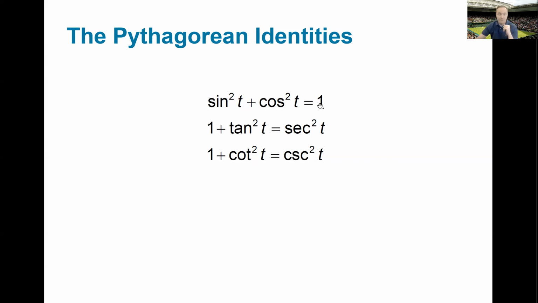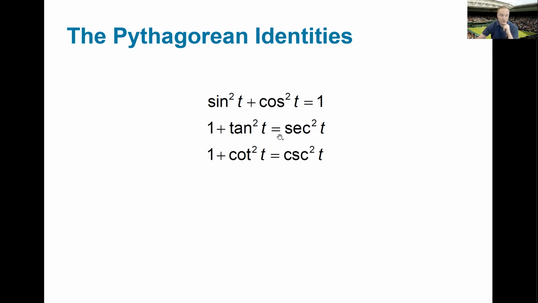Now, because of those reciprocal identities, we could say, well, all right, what if we went through and took this entire equation and divided by a cosine squared? The cosine squared over cosine squared would be 1. Sine squared over cosine squared would be tangent squared. 1 over cosine squared would be secant squared. What if I took this entire equation and divided by a sine squared? Sine squared divided by sine squared is 1. Cosine squared divided by sine squared would be cotangent squared. And 1 divided by sine squared is cosecant squared there.